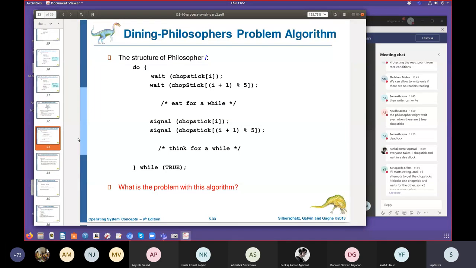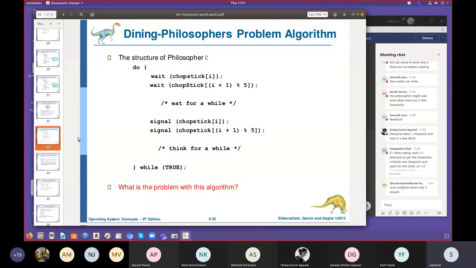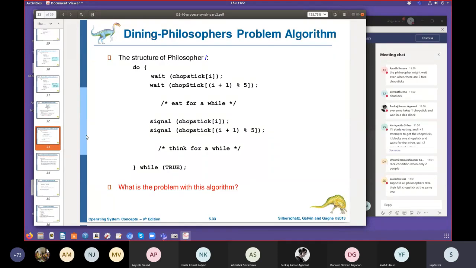Okay, so one thing. Ayud is saying the philosopher might wait even when there are 2 free chopsticks. Okay, see one thing. So Ayud, that's not a problem. That is how we have defined the problem. I mean, that's not a problem with this algorithm. That is how we have defined this dining philosophers problem. We could have said that there are 5 chopsticks and any philosopher can simply grab any chopstick. But we are not telling that.